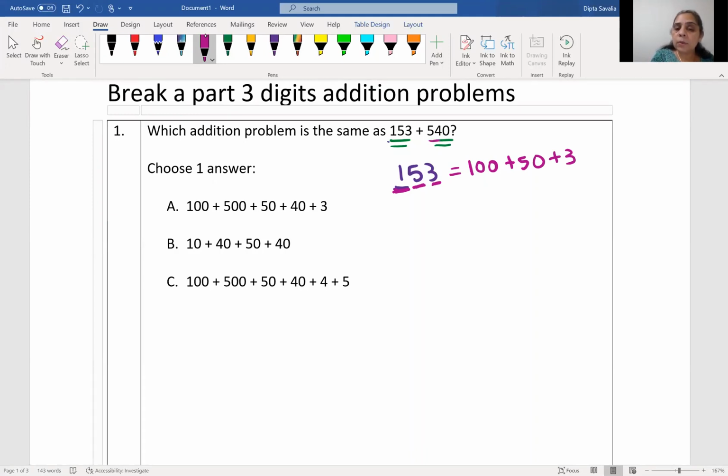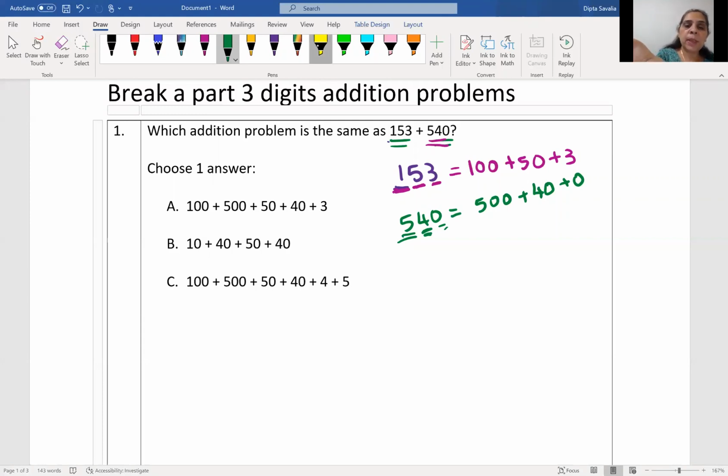Now the next number we have is 540. We will check how many hundreds we have. 5. So the value for 5 here is 500. What is the value for 4 here? That is the tens place value. So how many tens do we have? 4, and the value is 40. How many ones do we have? It's 0. So you don't need to add, but we will just keep in mind we have 0 ones there.